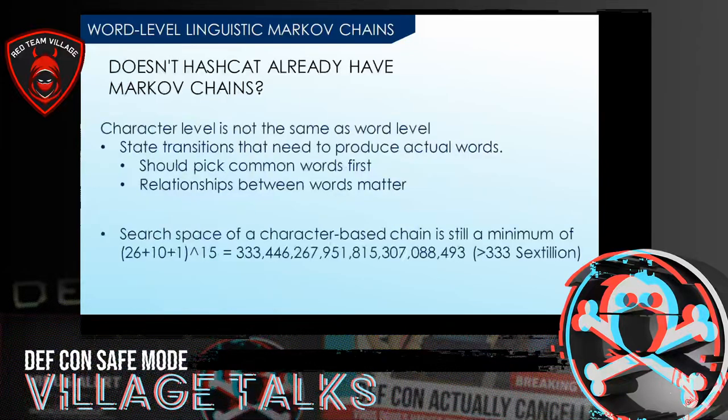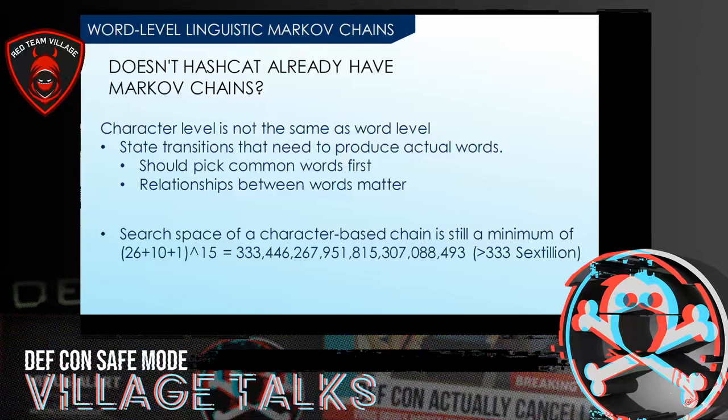Some of you familiar with Hashcat might be thinking, doesn't Hashcat already have Markov chains? Why can't we just do this? Well, it does. It has a pre-made model for character level predictions, which when you start going out to 15 character passwords and what you want is multiple actual words, that model falls apart pretty quickly. Not to mention it doesn't store relationships between words, and it will basically never finish because the search space is at least 333 sextillion combinations.